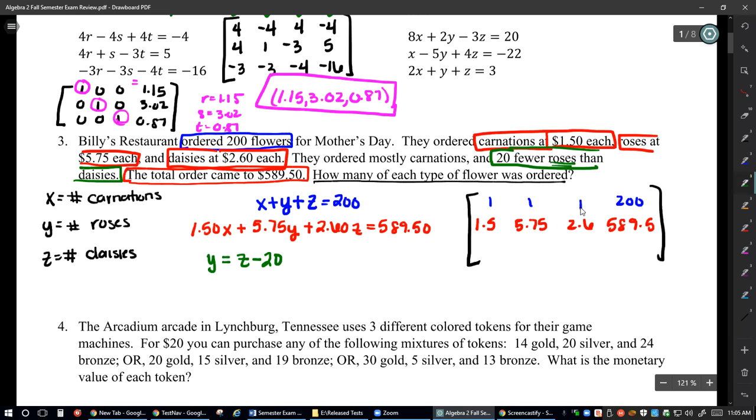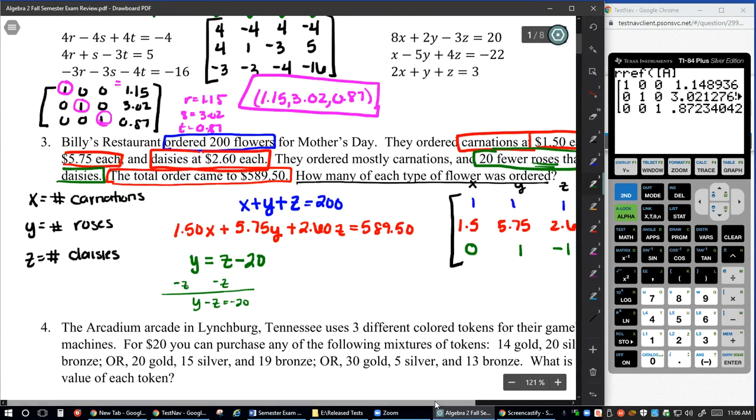The third one, you're going to have to manipulate a little bit. I need all of my variables on one side and all of the constants on the other. So we're actually going to have to move this z over. So it's going to be y minus z equals negative 20. So these are all of your x's, these are your y's, these are your z's. And so when we put this into the matrix, it's actually 0x, then 1y, negative 1z, and negative 20. So this is what we're going to end up putting into the calculator ourselves.